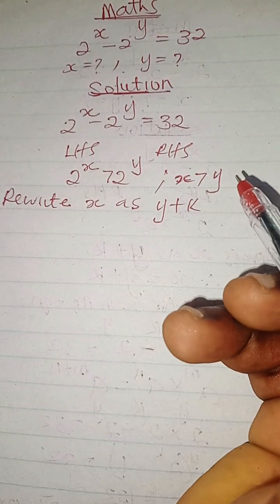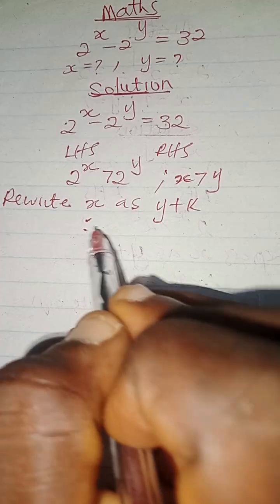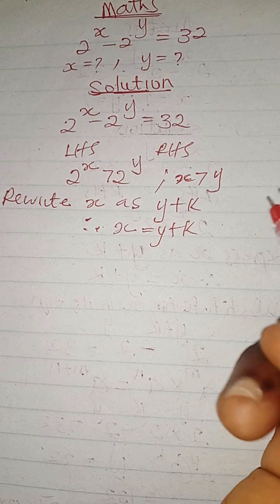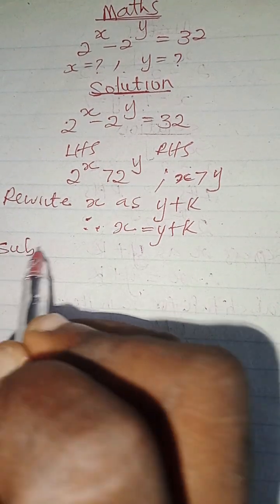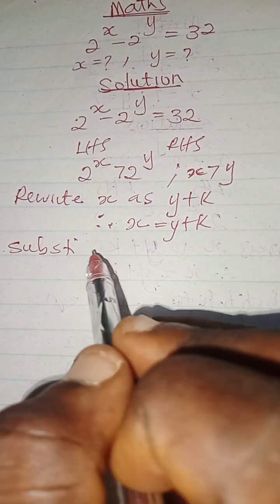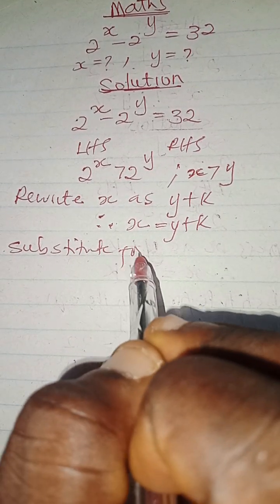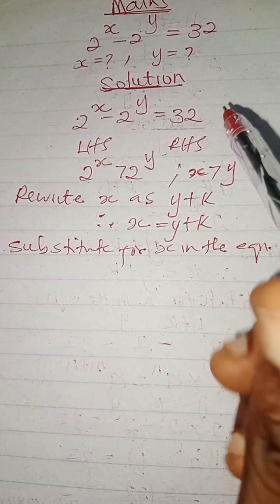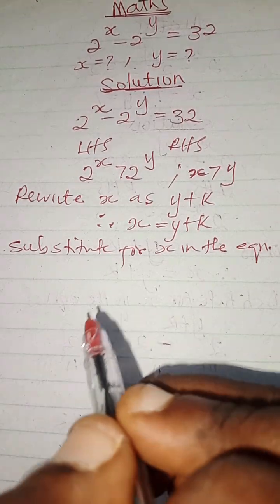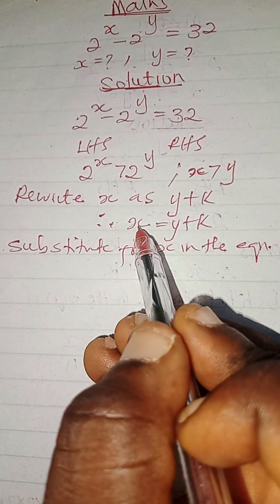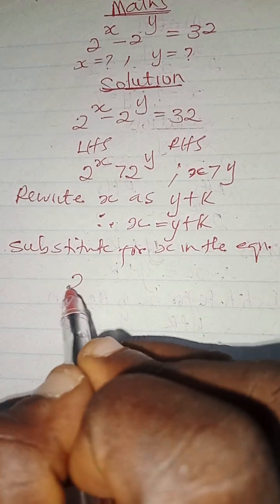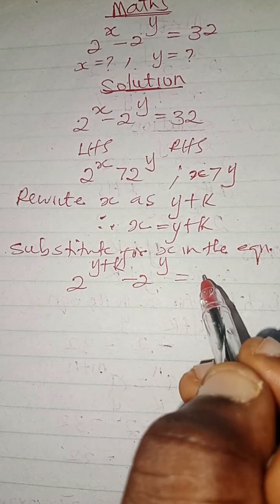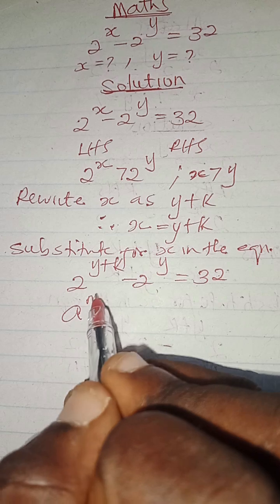Now, just follow this method and you will thank me later. x is equal to y plus k. Are you following? So substitute for x in the equation. That is here. Substitute for x. Anywhere you come across x, plug in this value. Is equal to 32. You still remember this?